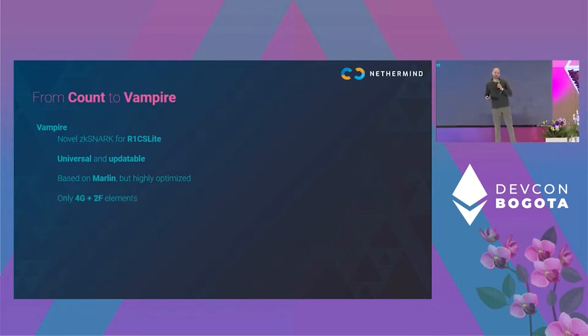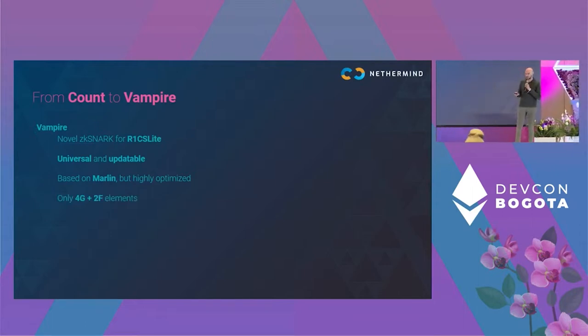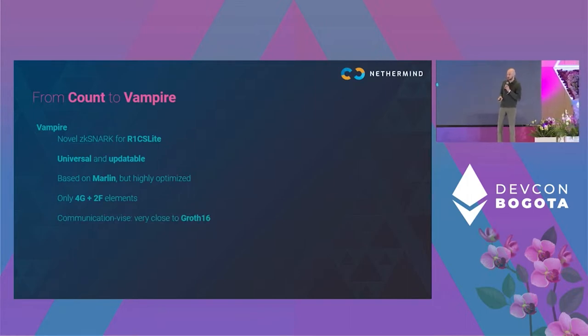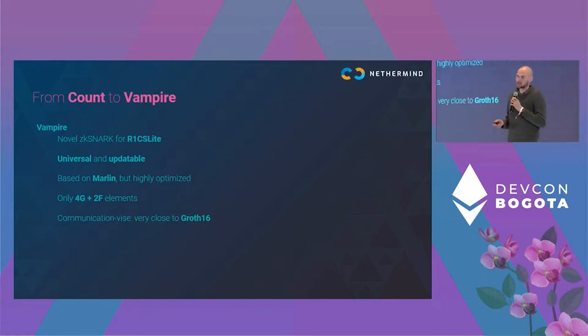It's so optimized that the proof is only four group elements and two field elements, compared to Marlin, which has seven group elements, or Plonk, which also requires seven group elements. So communication-wise, this zkSNARK is really close to Groth16. The difference in the proof size is about 500 bytes. But Groth16 is neither universal nor updatable. And it uses only two sum checks.